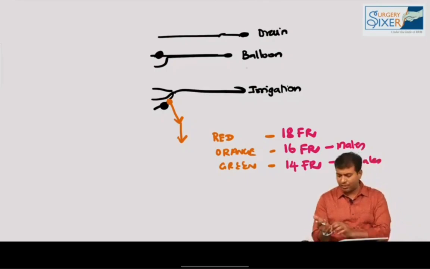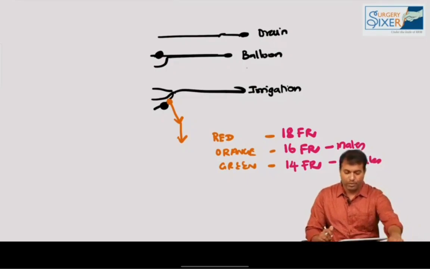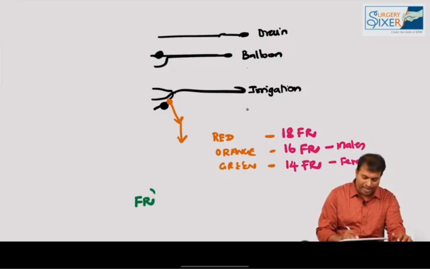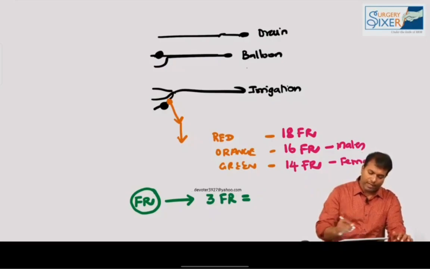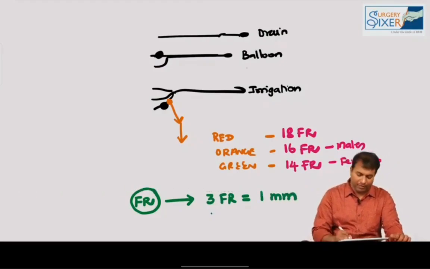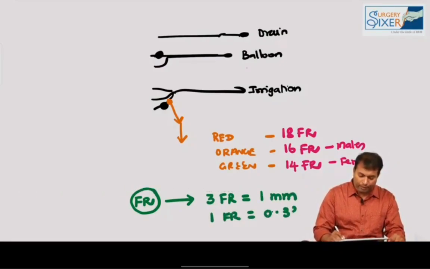There are many more colors and codes, and still smaller size catheters are available. I'll show you those catheters. Please don't forget what this French stands for. French stands for the French unit. So 3 French units is equal to 1 millimeter, or otherwise 1 French is equal to 0.33 millimeters.